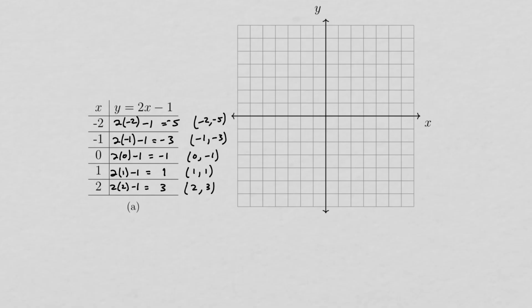Okay, so let's plot those points now. So -2, -5. I'm going to start at the origin. I'm going to go to the left 2 and then down 5. So that'll be right here.